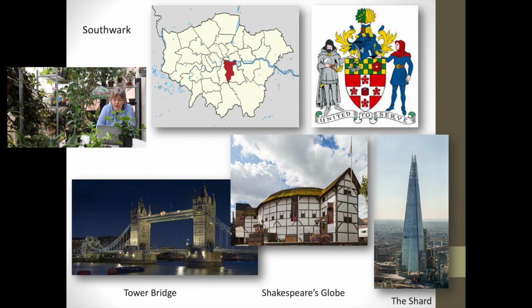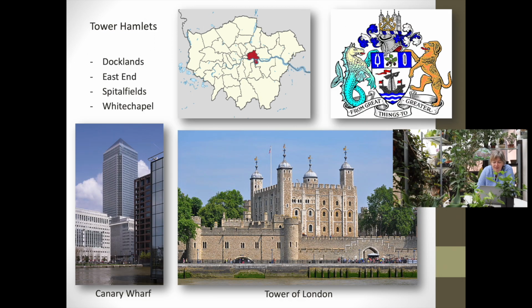So we have Tower Bridge. This is not London Bridge. London Bridge is another bridge in London. And we have one of the new symbols of the city, the Shard, the tallest skyscraper in London. Then we cross the river, so we can just walk across Tower Bridge to the borough of Tower Hamlets.